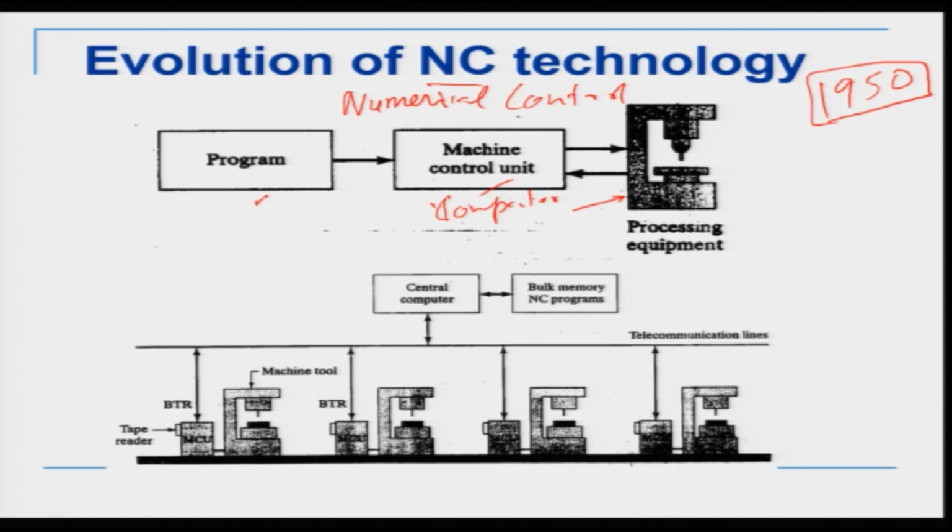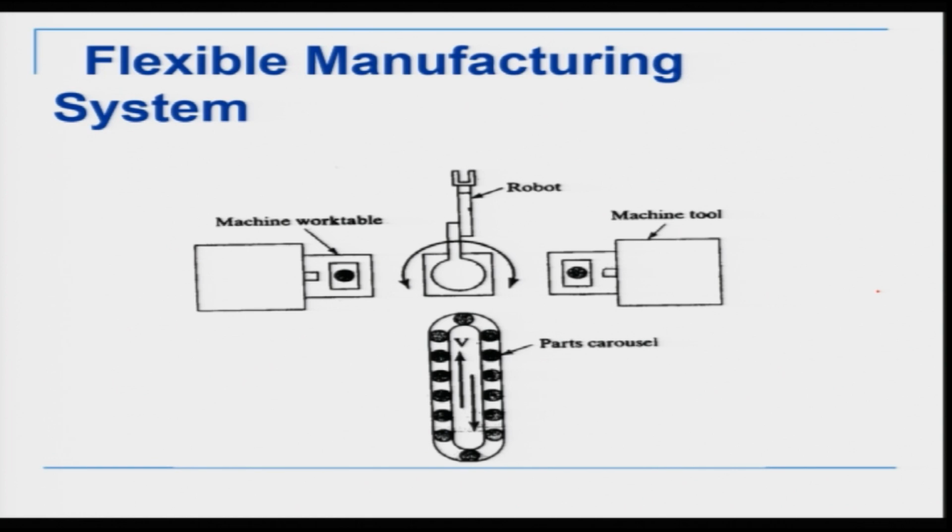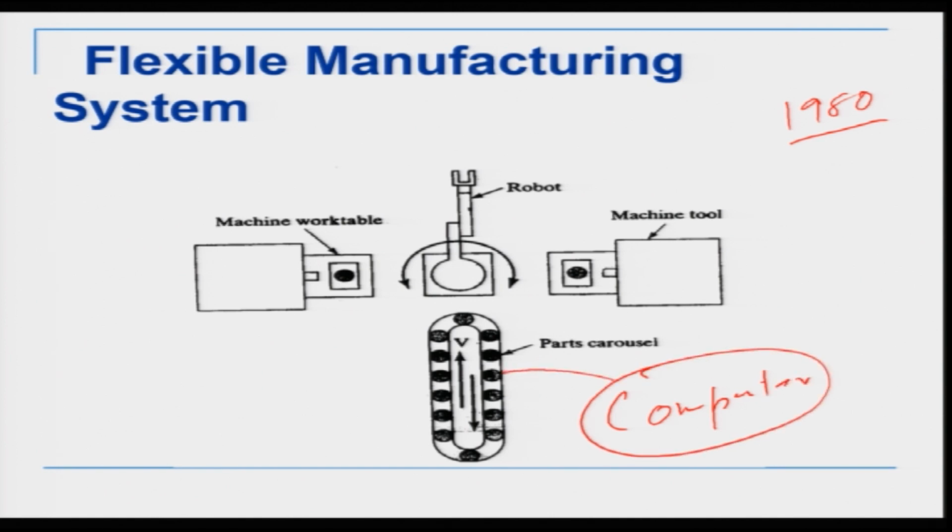Now as the computer got more powerful, we had one computer controlling many machines. Here you see there is one computer which is connected to different machines, and the computer is controlling them. As the computers became more and more powerful, about the 1980s, we had what we call flexible manufacturing, with one computer controlling a parts carousel, a robot, a machine tool here, and another machine tool there. So it is one computer controlling different kinds of machines.